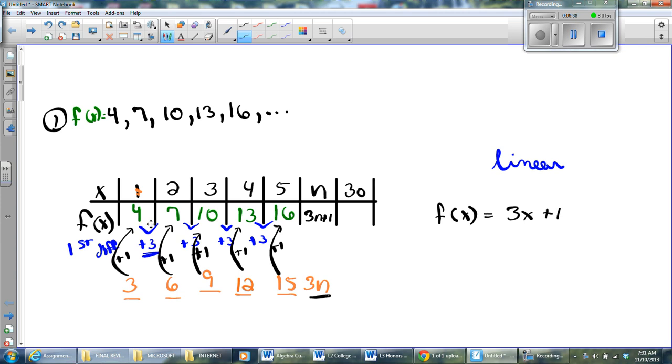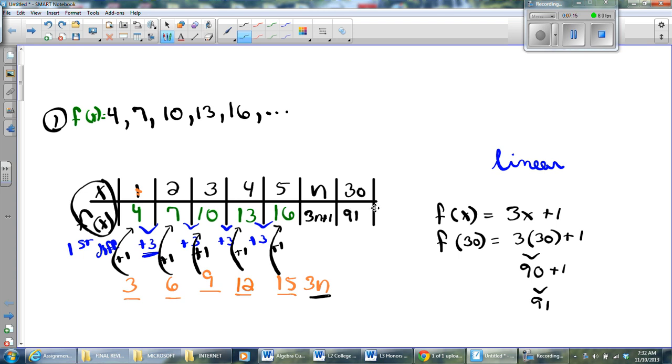Now, why do you think I used x instead of n? Well, because I'm just writing the general equation. And remember, these top ones are my x numbers. My bottom ones are my f of x's, my answers, what I get out of the function. So I'm going to plug 30 into my equation, which gets me 3 times 30 plus 1. Following the order of operations, I get 90 plus 1. I get 91. And there you go.